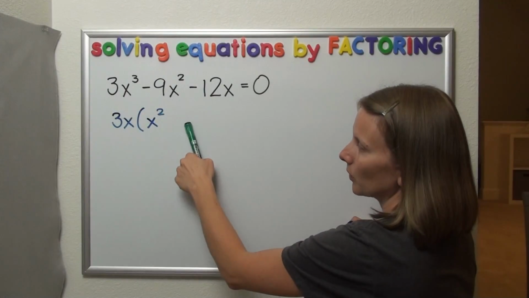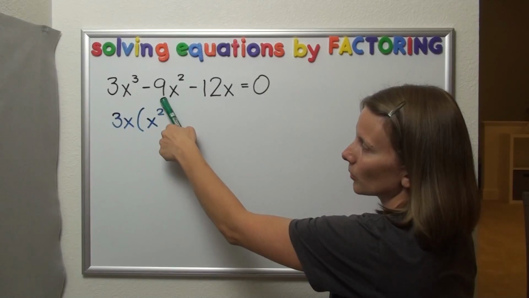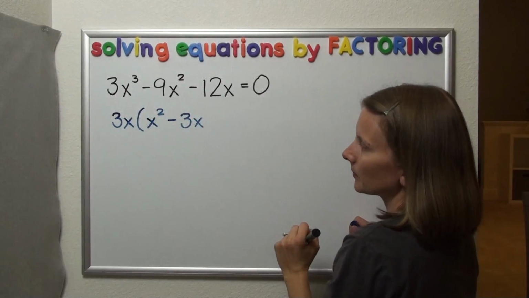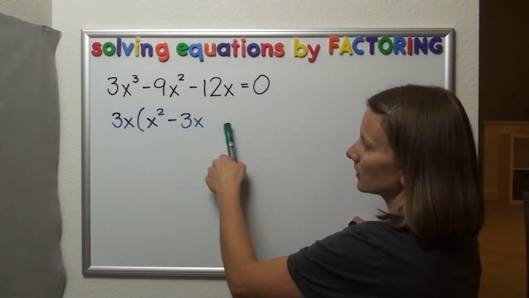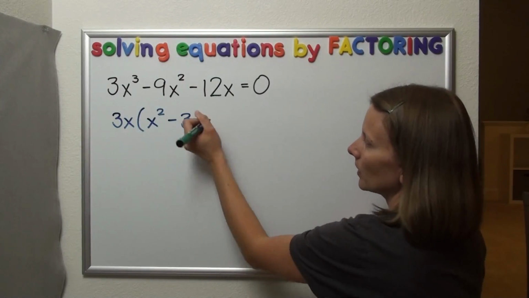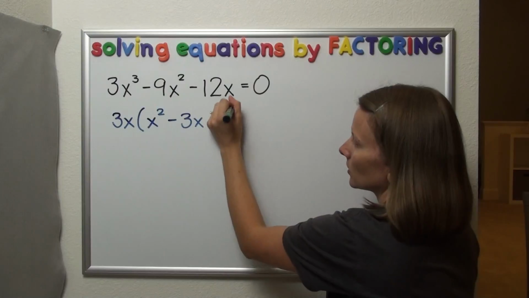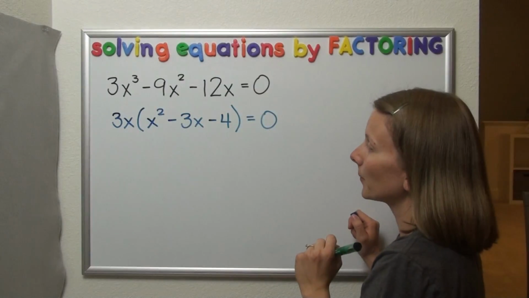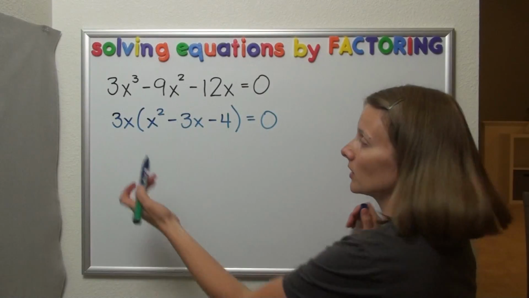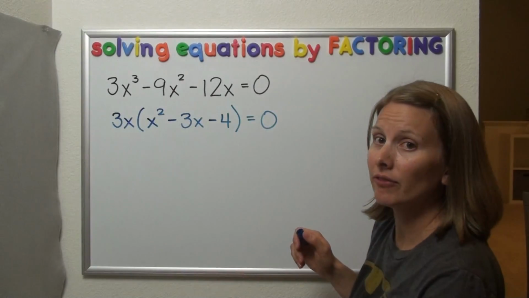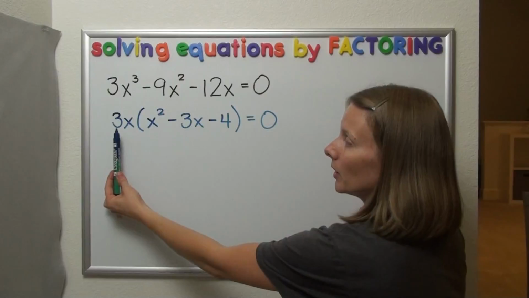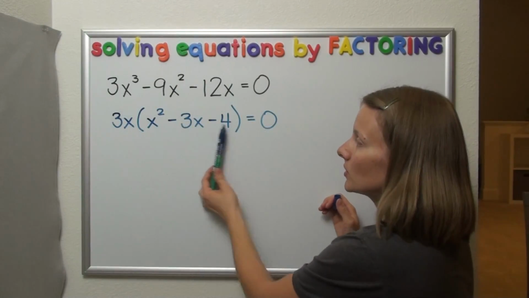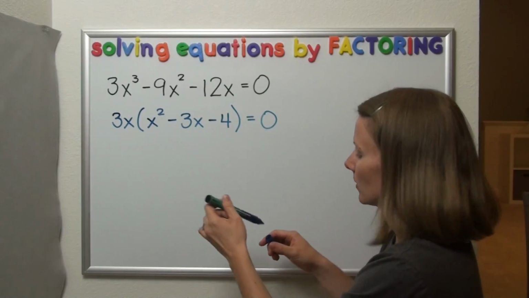3x times what is negative 9x squared? That should be negative 3x. And 3x times what is negative 12x? That should be minus 4. And again, it's still an equation set to 0. So we factored, it says something times something, but have we factored all the way? We know 3x is done because it's a GCF. But this piece, this trinomial, might be able to be factored further.